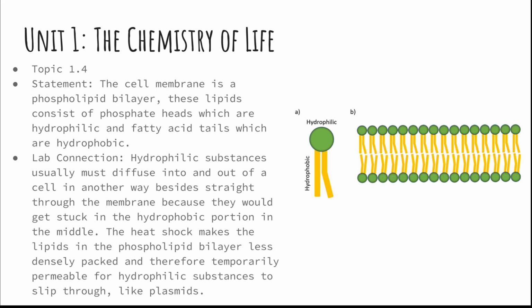And the heat shock makes the lipids in the bilayer less densely packed and loose, so there's holes, and therefore the membrane is temporarily permeable and the hydrophilic substances can slip through. This includes plasmids, and there's a plasmid uptake in the lab. The photo I included shows the hydrophilic head and the hydrophobic tail of the phospholipid bilayer.